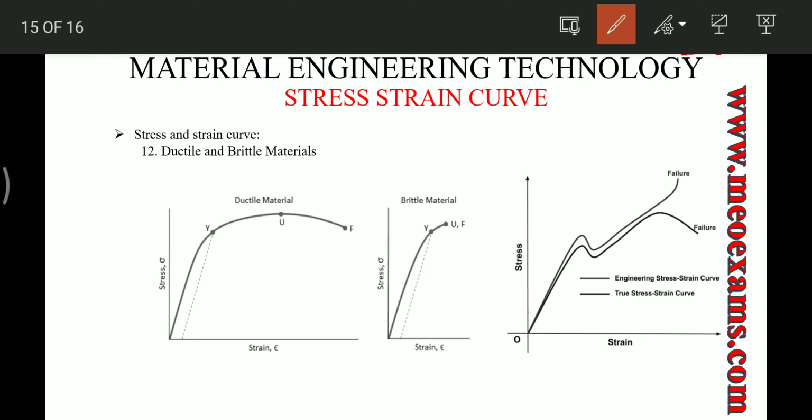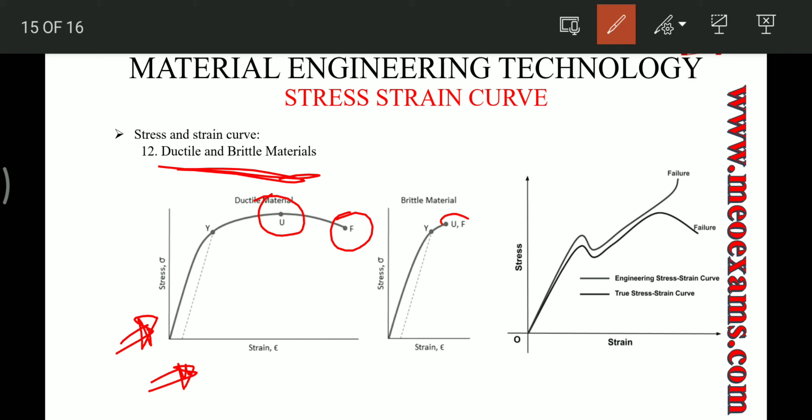Friends, these are the stress strain curves for different materials like ductile and brittle materials. As you can see, this is for the ductile material. This will have a distinct ultimate stress point and fracture point, but over here you can see both points are the same for the brittle material.